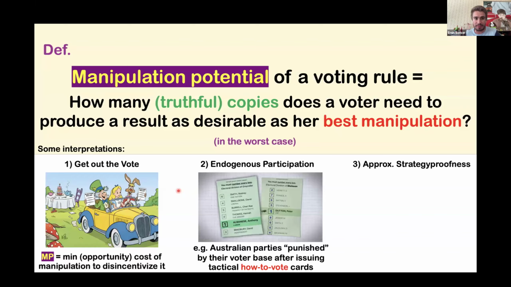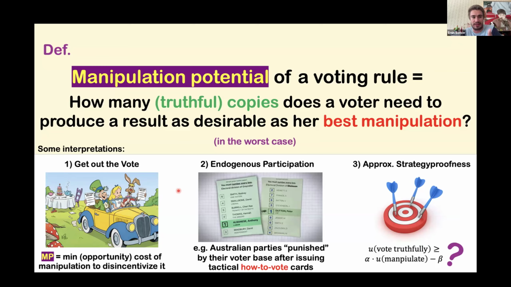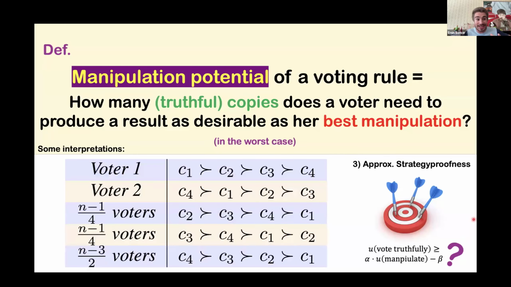And the last one that I think might be very interesting to this community, hopefully, is this idea of approximate strategy proofness. As computer scientists, we don't like to give up when we get an impossibility. We try finding approximation algorithms. And even though Gibbard-Satterthwaite impossibility theorem tells us there's no non-dictatorial rule that's not manipulable, it would be really cool to have a rule with a guarantee such as this one: if I vote truthfully, the utility I'm going to get is at least guaranteed to be an alpha fraction of what I get by manipulating, minus some beta.